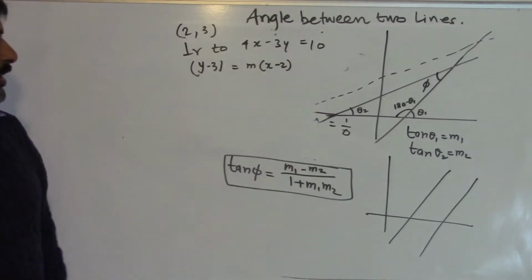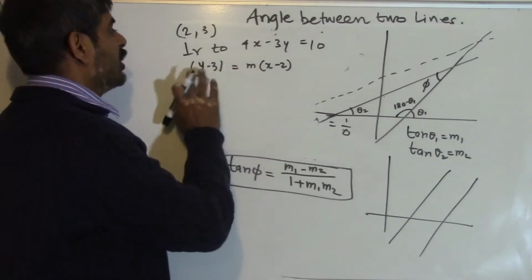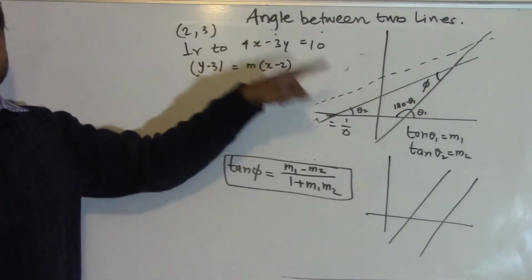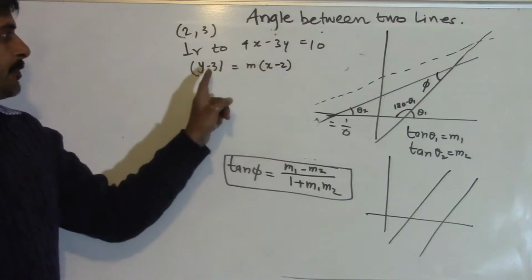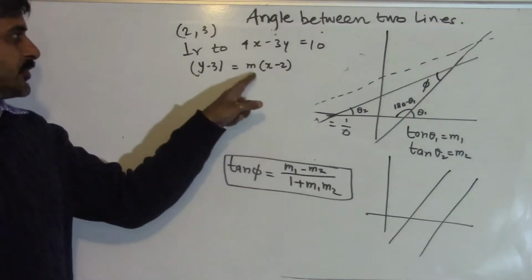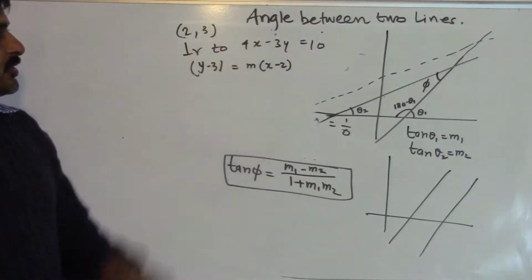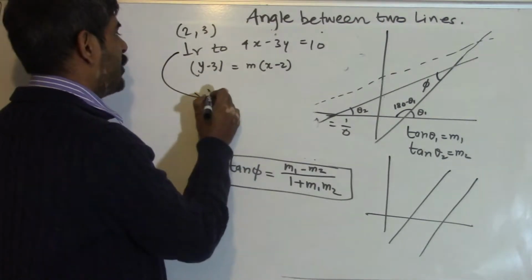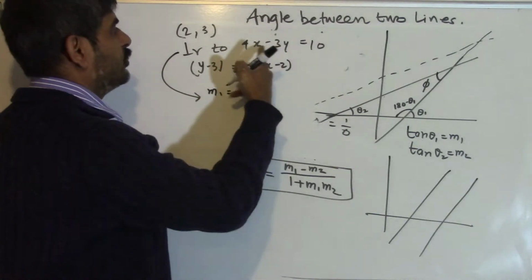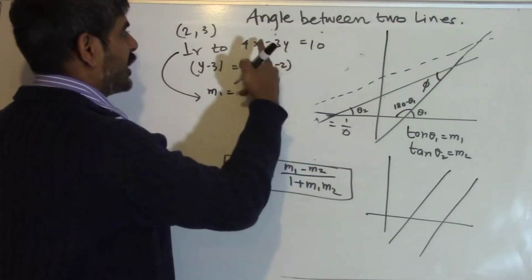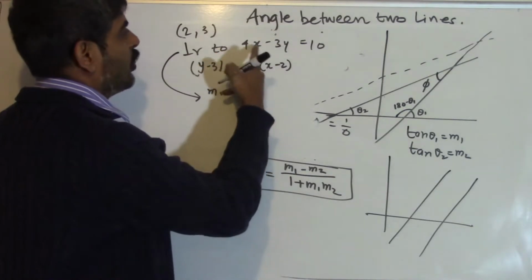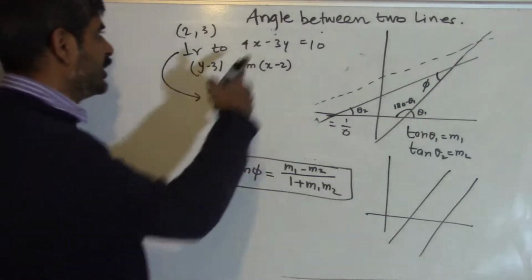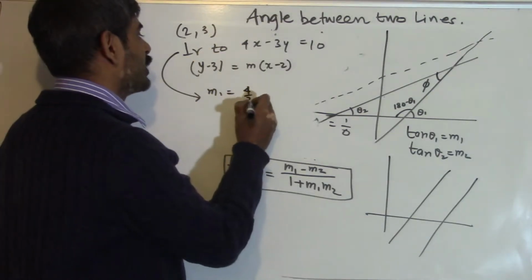Now if you simplify, you can always write it in the form of y is equal to mx plus c, where c will be minus 2m plus 3. And the gradient of this line is m, and the gradient of the other line, let us call it m1, will be, if you take 4x to this side, y is equal to 4x divided by 3. We are not worried about the c. So the gradient of this line will be 4 by 3.